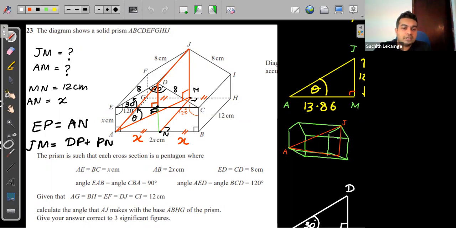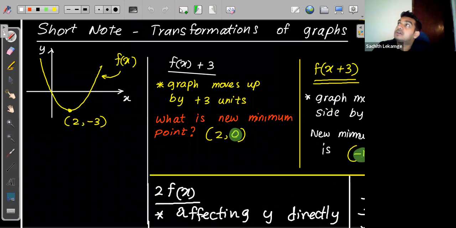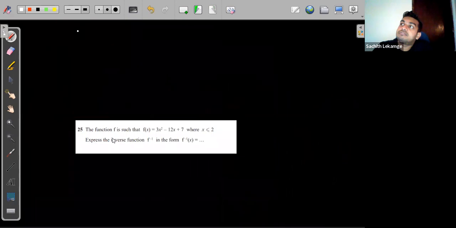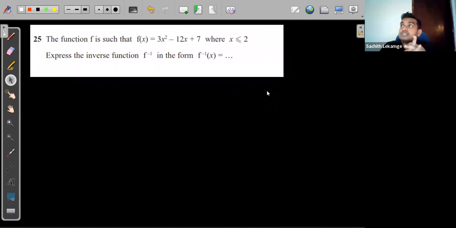Okay, I'm taking the 2023 last question. Now listen. There are two questions actually, right? The 25th question also I could do. This is still the 2023 paper. The 24th question we need, see this graph question, translation of graphs. I gave you notes also. This is the 25th question. The function f is such that f(x) equals 3x squared minus 12x plus 7, where x is smaller than 2. Find the inverse function f inverse x in the form f inverse x.